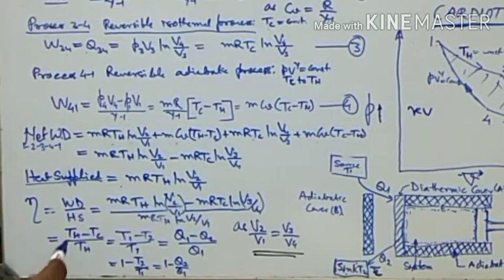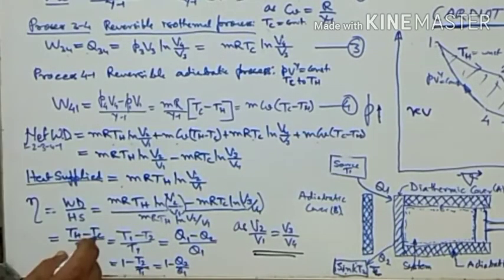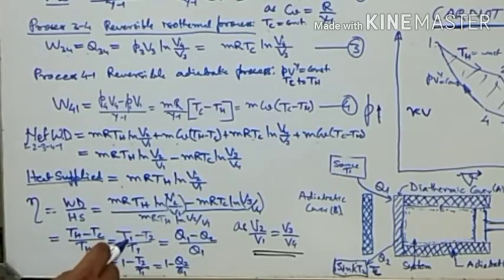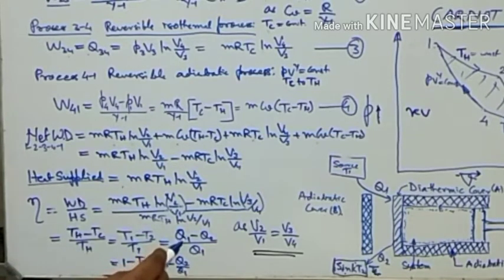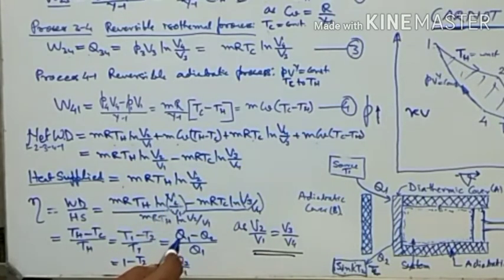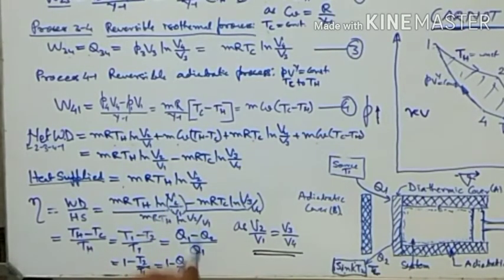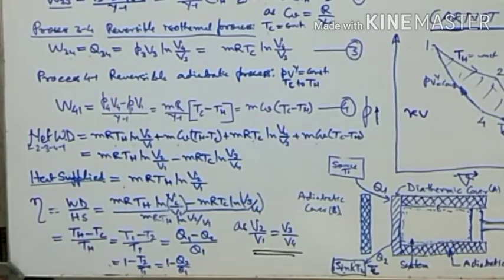So the efficiency is given as TH minus TC upon TH. TH is the higher temperature and TC is the lower temperature. So T1 minus T2 upon T1. That is, work done, we can also write as the heat supplied minus heat rejected, so Q1 minus Q2 upon Q1. So it becomes 1 minus T2 upon T1 equals 1 minus Q2 upon Q1. This is the efficiency of the Carnot cycle.